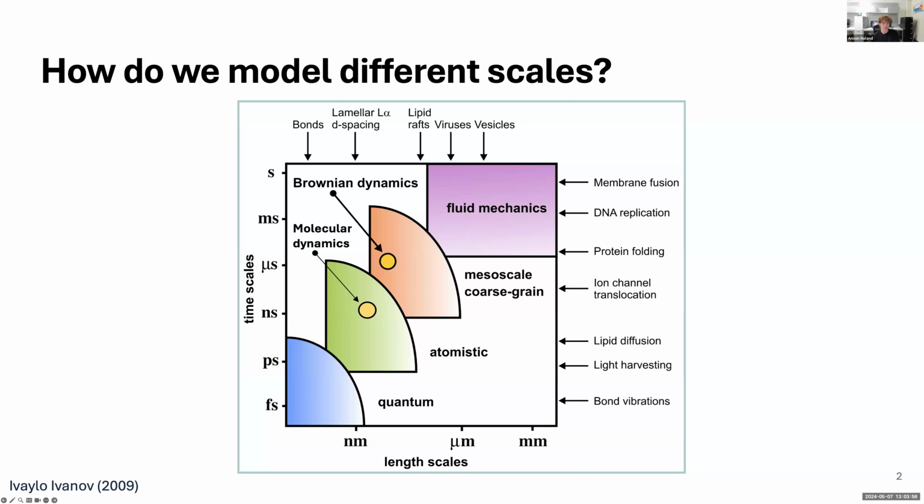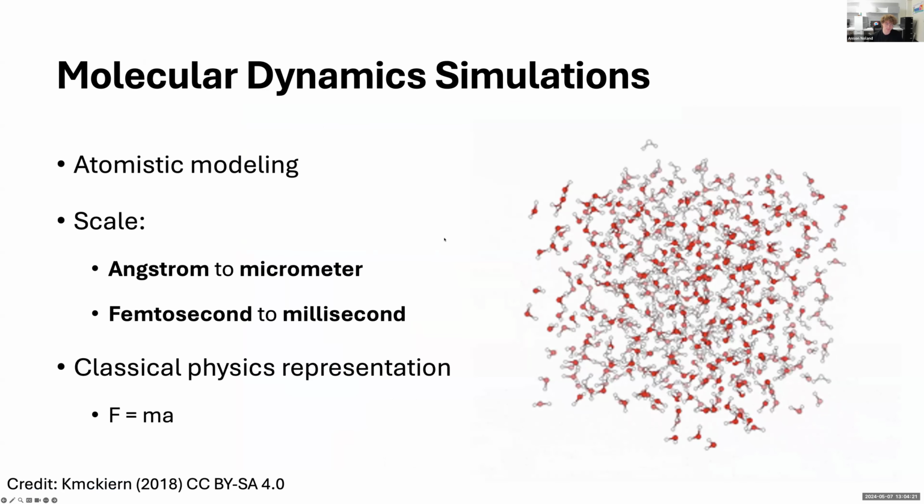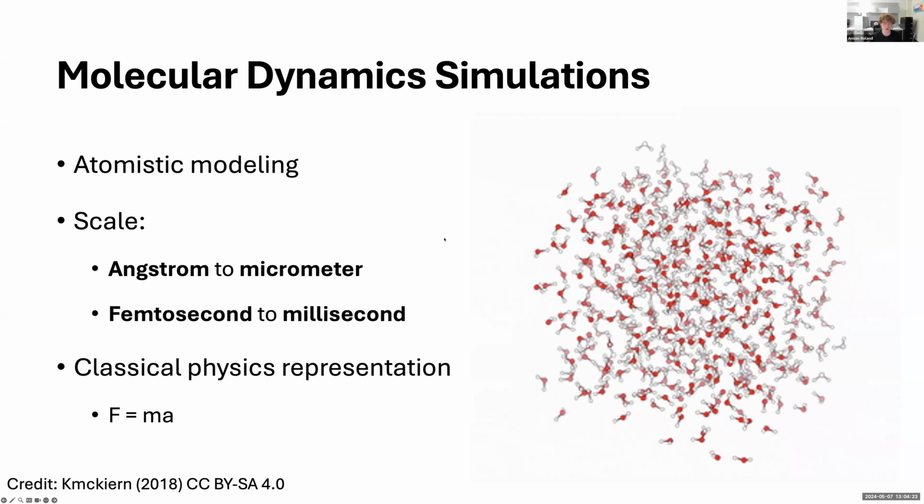So the method that we choose to model our system and simulate it to look at dynamics of the system depends on the level of complexity that we're looking at. And so today I'm going to be talking about two simulation techniques that we use. One of these is molecular dynamics, and then one of these is Brownian dynamics. And we're using both of these in our approach. So the first of these is molecular dynamics, which some of you might be familiar with.